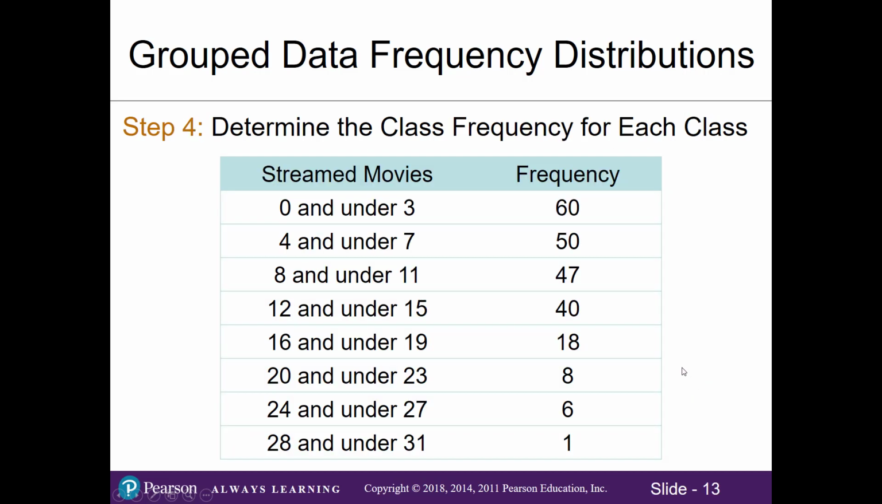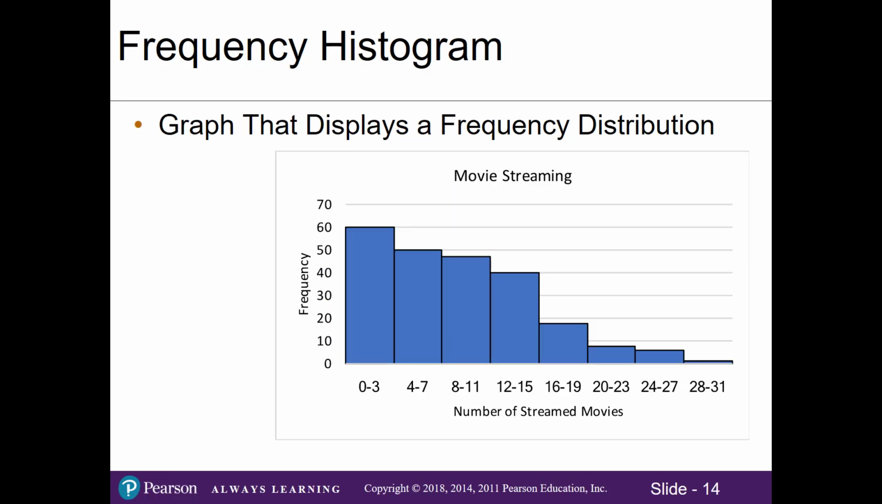In step 4, we'll go ahead and tally up the frequencies for each class. So we'll add up all the frequencies of 0, 1, 2, and 3 streamed movies, which gives us 60. The frequency of 4, 5, 6, and 7 movies is 50, and so on. So again, when you add these all up, you get 230 movies, but now you have them grouped in intervals.